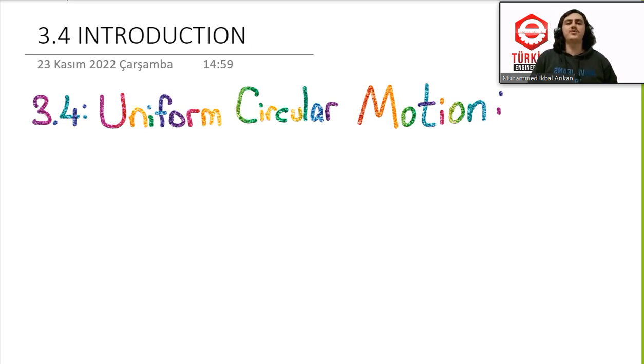In this lecture, we are going to study uniform circular motion, and this is the last part of Chapter 3, which is the kinematics of translational motion. As we said, we have three types of translational motion. The first is rectilinear motion, the second is curvilinear motion or projectile motion, and the last is uniform circular motion, or circular motion. But circular motion can happen in two ways, uniform and non-uniform.